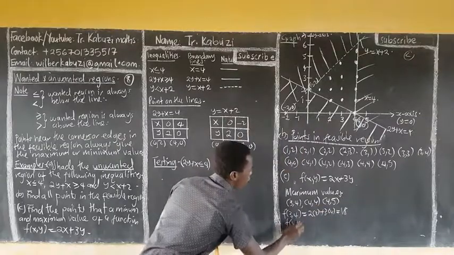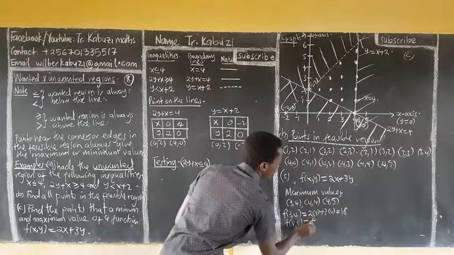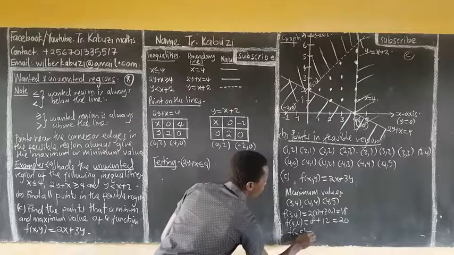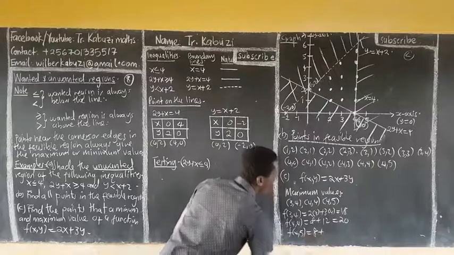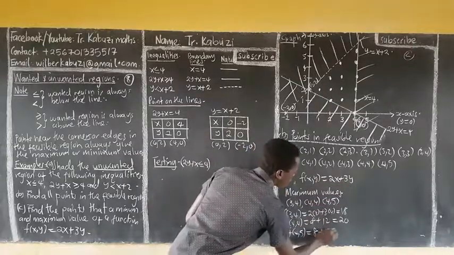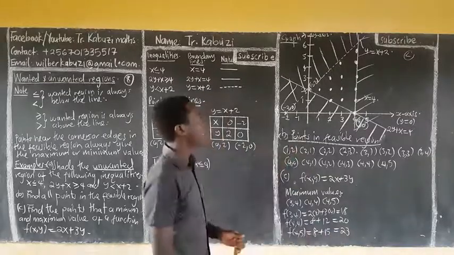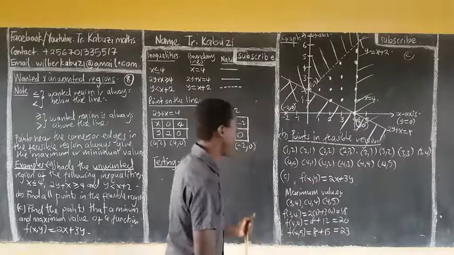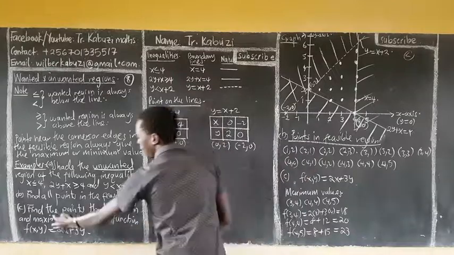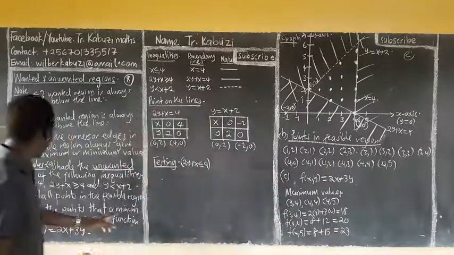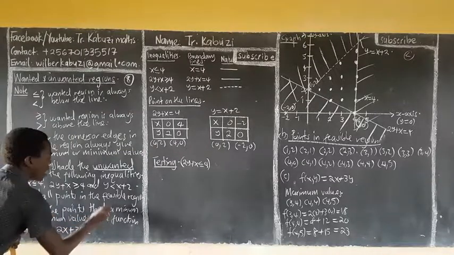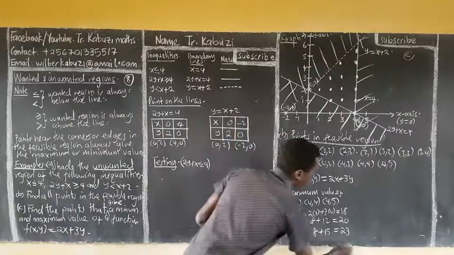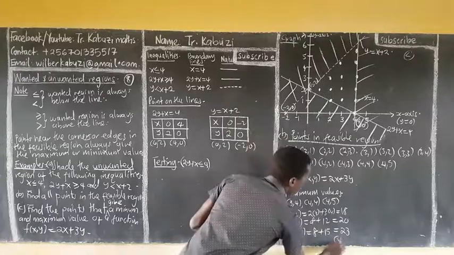Now test f of 4, 4. I have 2 times 4, which is 8, plus 12, and it's giving me 20. When I test 4, 5, this is 2 times 4, which is 8, plus 5 times 3, which is 15, and so the answer I'm getting is 23. So when you test these, they give you values which are below this one. So the maximum value is 23, and the point that gives us the maximum value of this function is the point 4, 5.